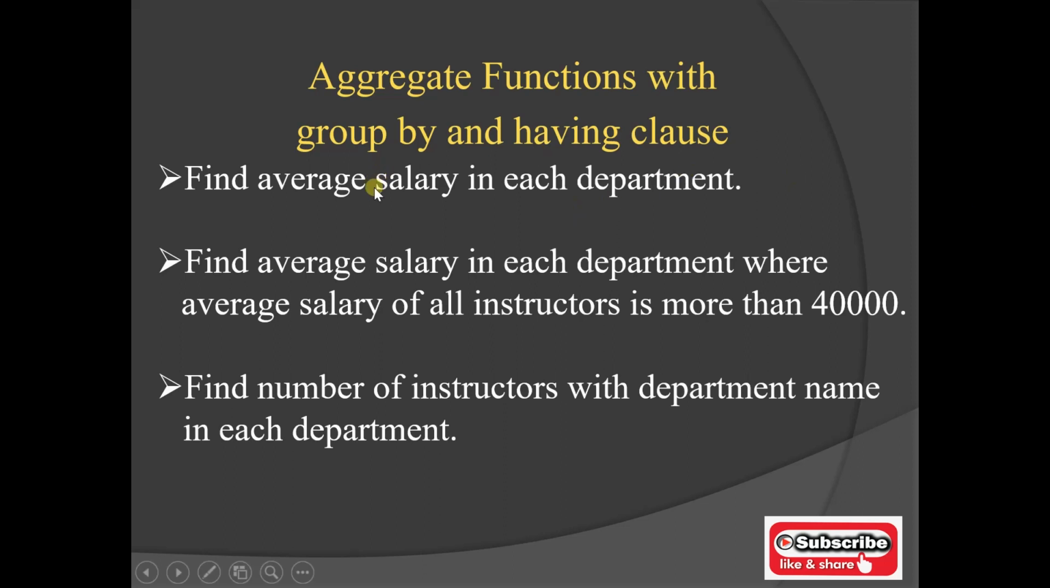I will be executing these three queries in MySQL. If you see the first query, find average salary in each department. Whenever the word "each" comes in the query, we have to use the group by clause. And if any condition is mentioned in the query, like average salary of all instructors is more than 40,000 or greater than 50,000, then we have to use the having clause.